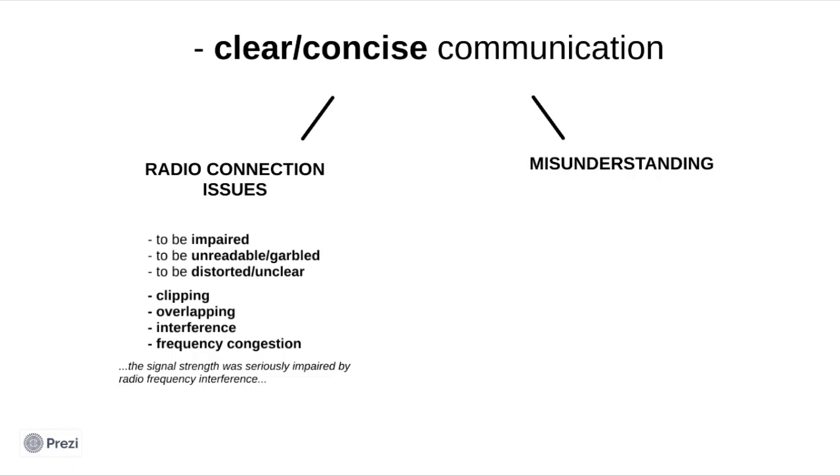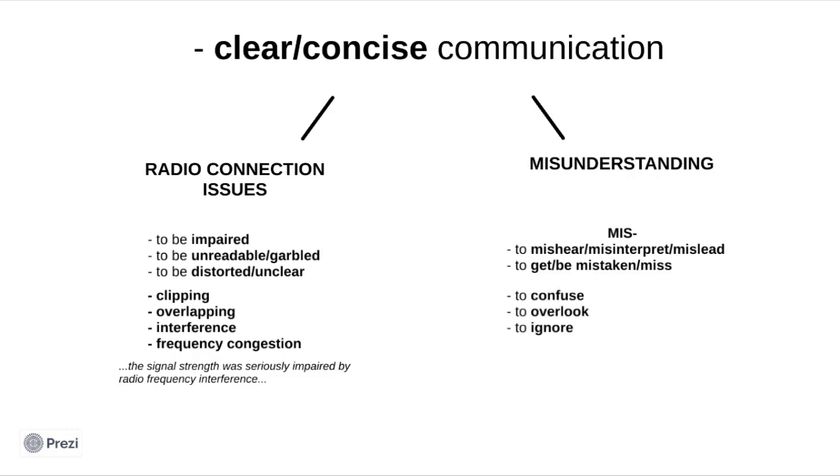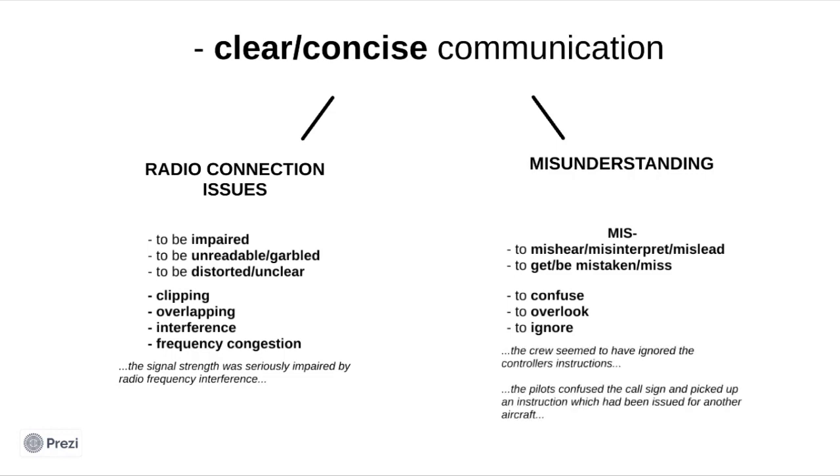However, let's name a few cool verbs that may get handy. Everything with prefix mis is good, like to mishear, to misinterpret, to mislead, to get mistaken, or just to miss. Good options also are to confuse and to overlook, or maybe even to ignore. The crew seemed to have ignored the control's instructions, or the pilots confused the call sign and picked up an instruction that had been issued for another aircraft.